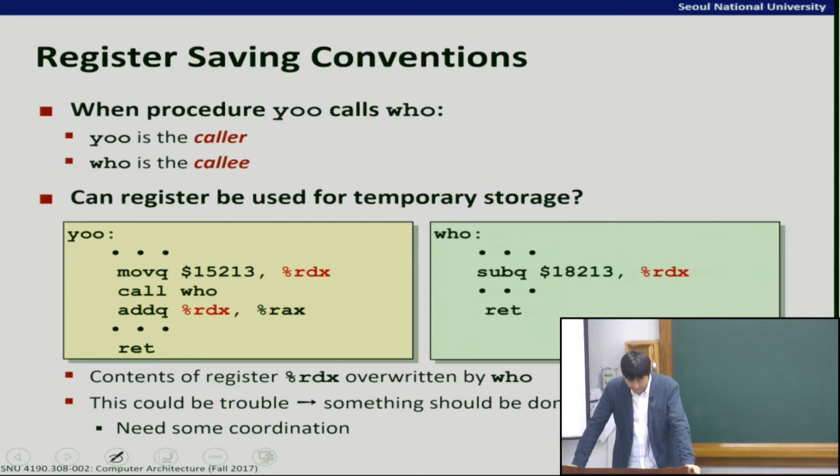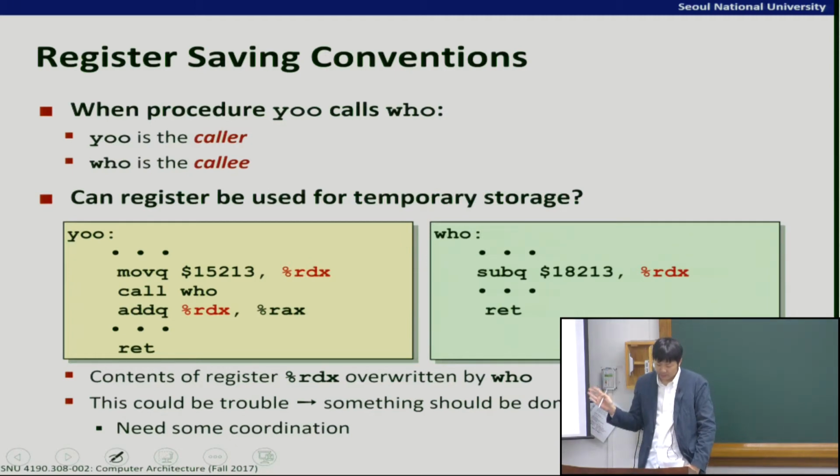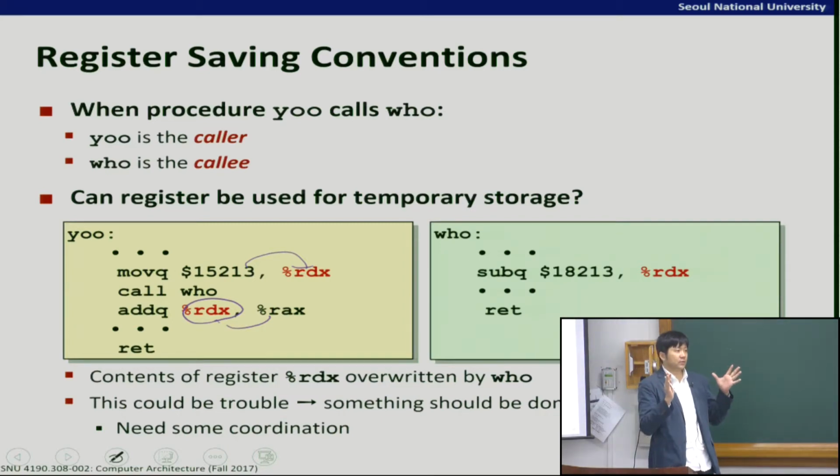Okay, so let's think about this. You actually copy the constant value 15,213 to the RDX register, and let's say you simply add the value to the return value. Then would it be correct? It depends, right? If this RDX register is not overwritten by the callee function, then you will get the correct result. But if it's overwritten by this callee function, then you'll get the wrong value, right?